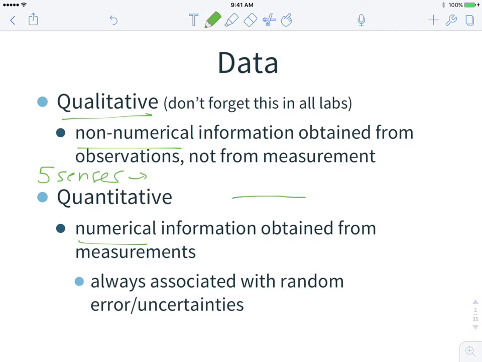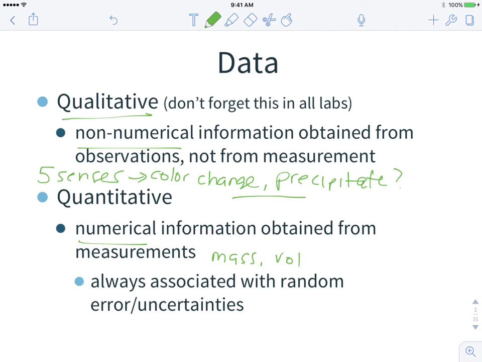Things like, was there a color change? If there's a color change, you really need to say that. Was there a precipitate formed? What color was the precipitate? If you want to do something quantitative with this, you would ask, what's the mass of that? What's the volume? You've heard this stuff before. You've been doing this for a really, really long time, and this is just another extension of it.